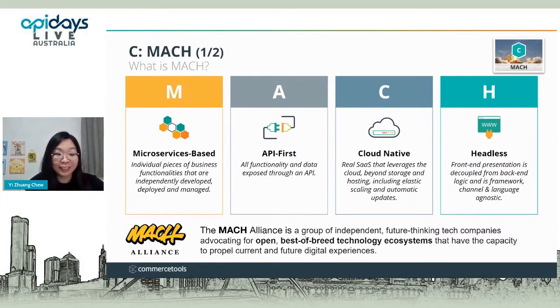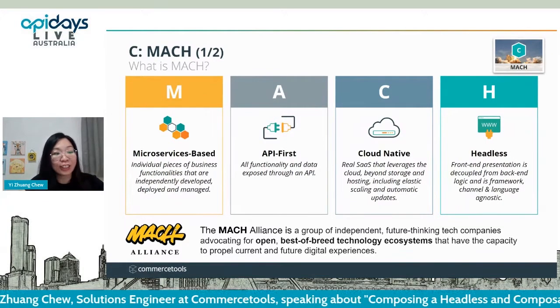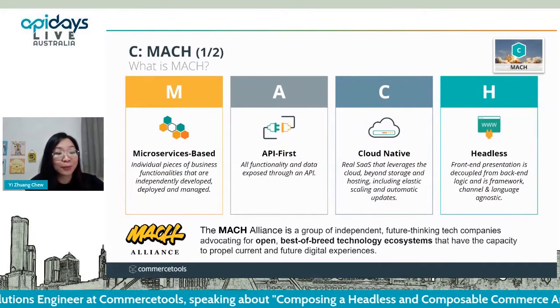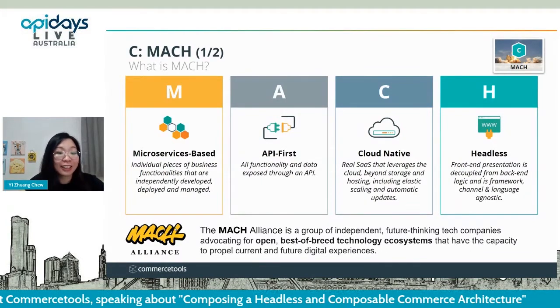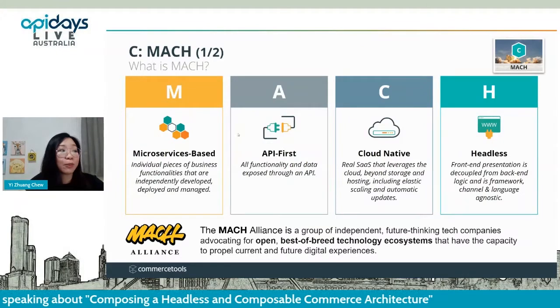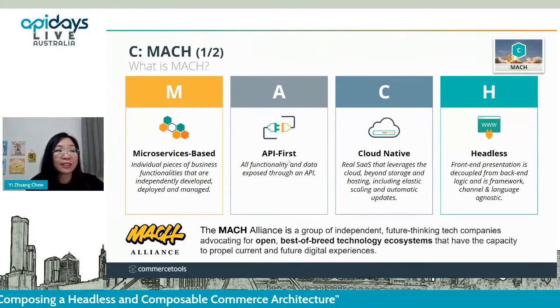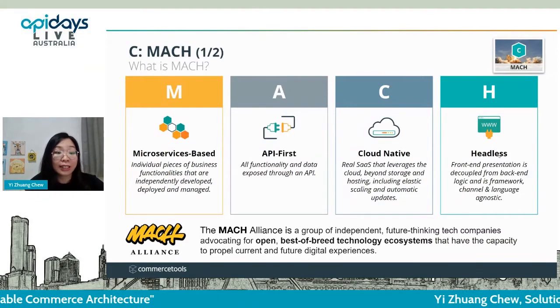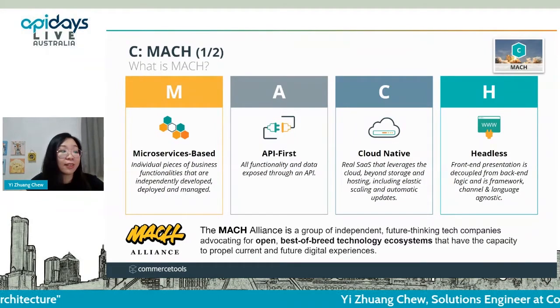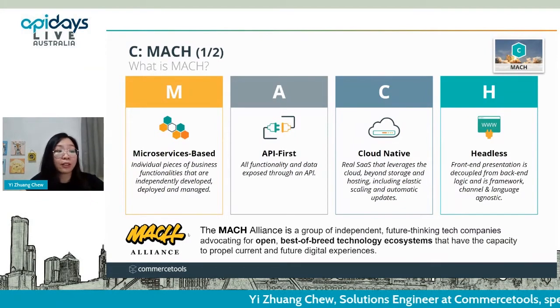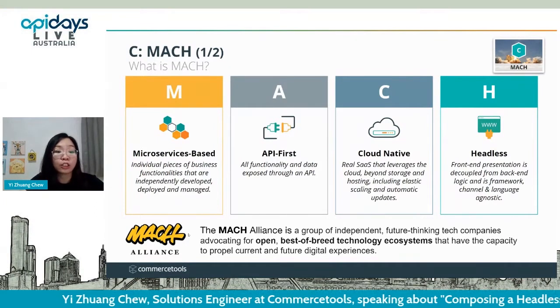And we actually then formed this thing called the MACH Alliance. So the MACH Alliance is actually a group of independent products, all within the commerce space, believing in these key principles, being microservices-based, API-first, cloud-native, and headless, and then together forming this thing we call the Alliance to really propel the future digital experience with an open and best-of-breed technology ecosystem.